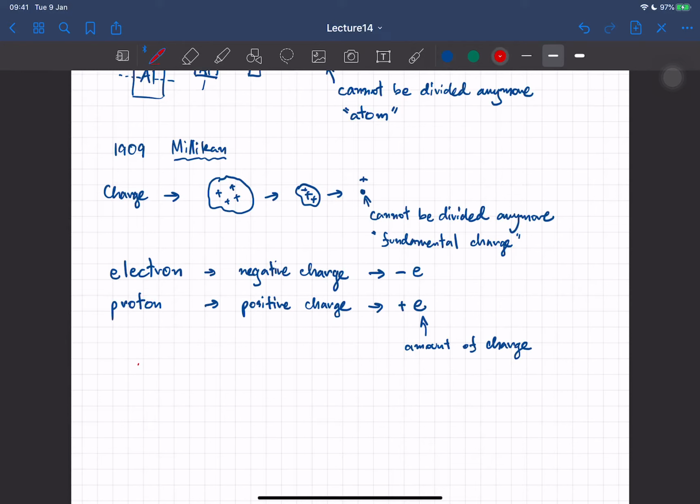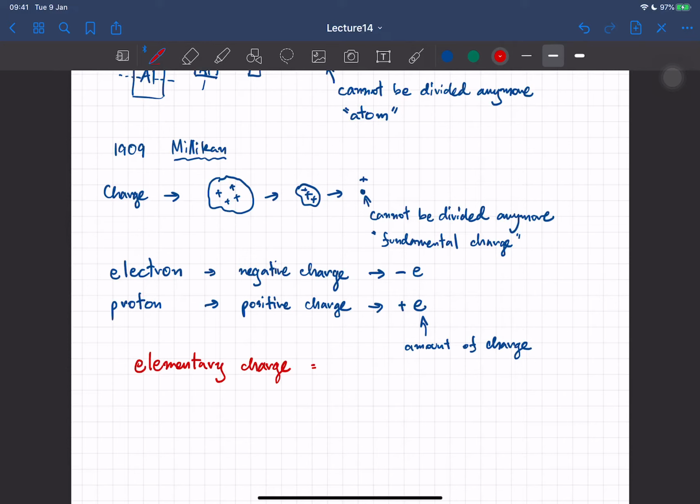So E is a number. Some of you might be tempted to think that E stands for electrons. It's actually not. E stands for elementary charge. And we can measure charges, the amount of charge we have, relative, using what we call Coulomb's law, which we're going to talk about in a few moments.